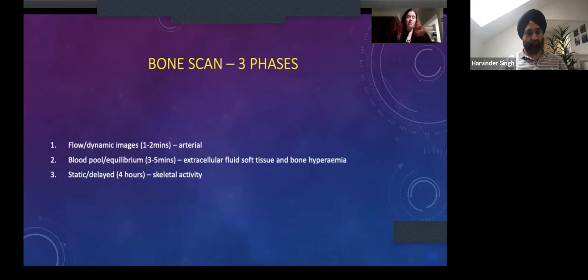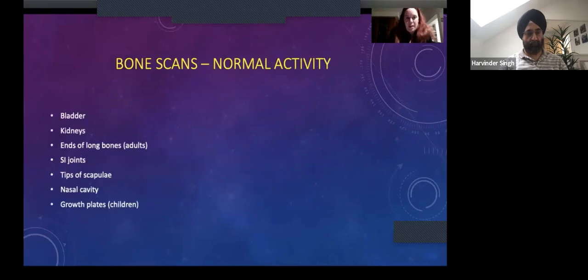Bone scans are typically divided into 3 phases, although some do allow for a 4th phase at 24 hours later. The first phase is the flow or dynamic images, which occur at 1 to 2 minutes, and this is the arterial phase. The second is the blood pool or equilibrium state, which is at 3 to 5 minutes and shows extracellular fluid in the soft tissues and bone hyperemia. And the third phase is the static or delayed phase at 4 hours, which indicates the skeletal activity.